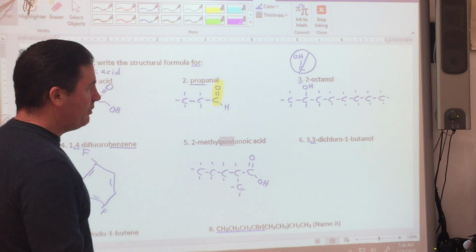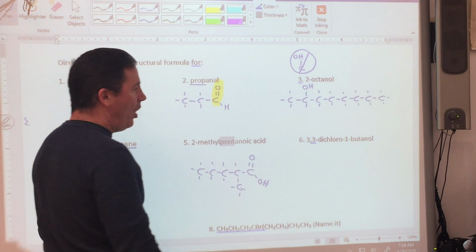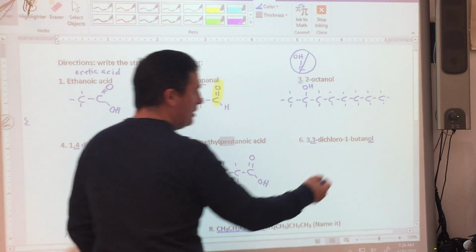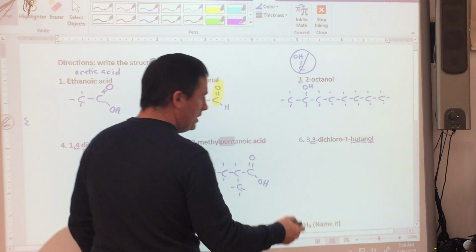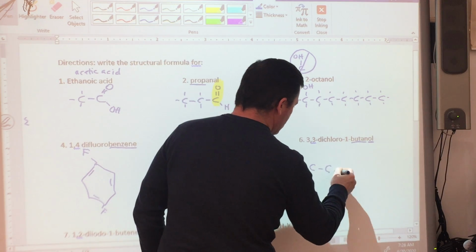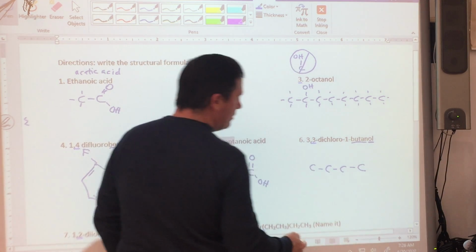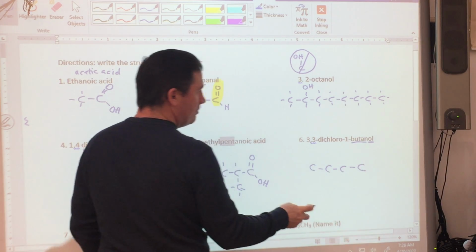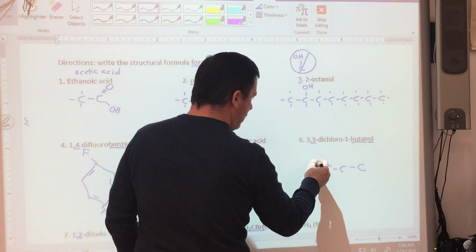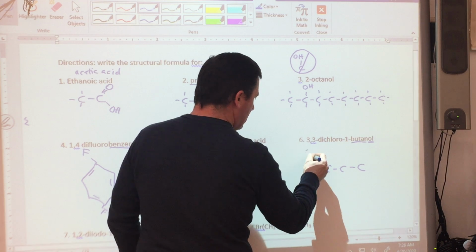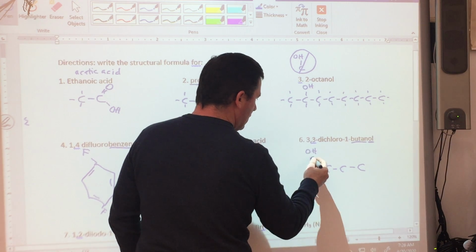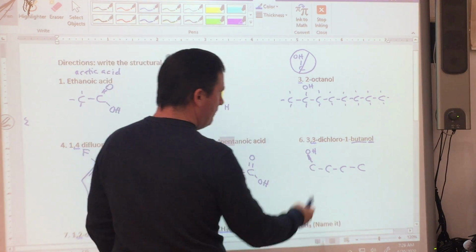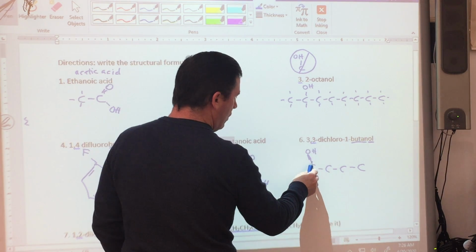Number 6. 3,3-dichloro-1-butanol. OL indicates again that it is an alcohol. Butan means I've got 4 of them. 1, 2, 3, and 4. So I can start here, I guess. 1-butanol. That means I'm going to have a hydroxyl group there. And then 3,3-dichloro.